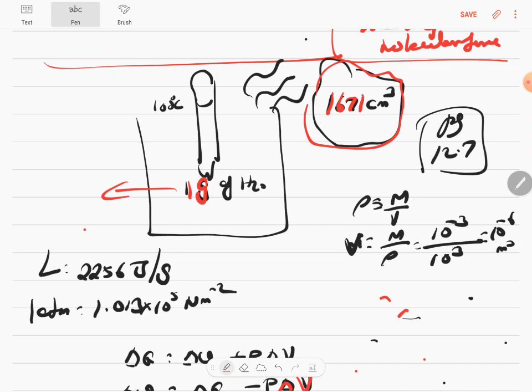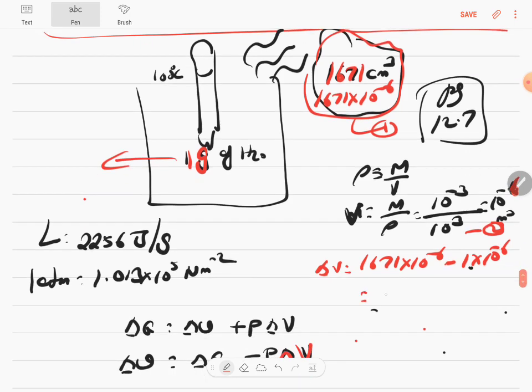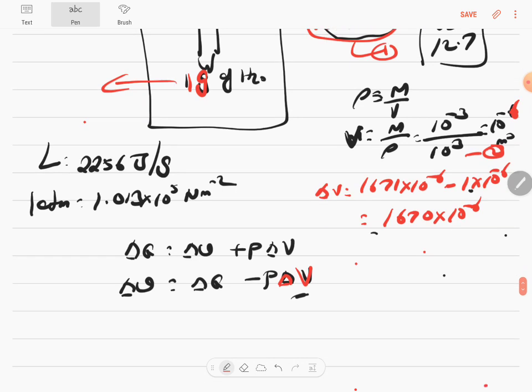1671 centimeter cube, centimeter to meter is 10 to the power minus 2, whole cube is 10 to the power minus 6. Therefore, change in the volume delta V will be 1671 into 10 to the power minus 6 minus 1 into 10 to the power minus 6. This is the volume of steam minus the volume of the water, which will be 1670 into 10 to the power minus 6. Now I know delta V, I can substitute it here.